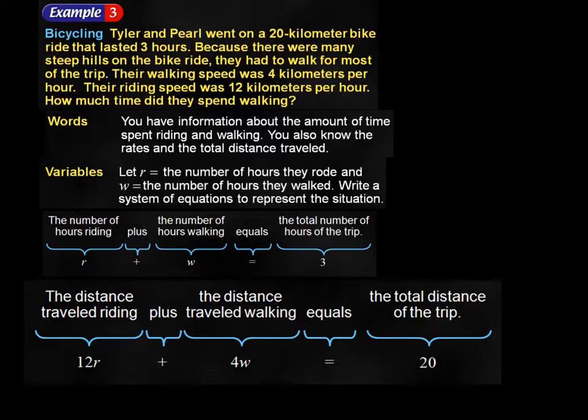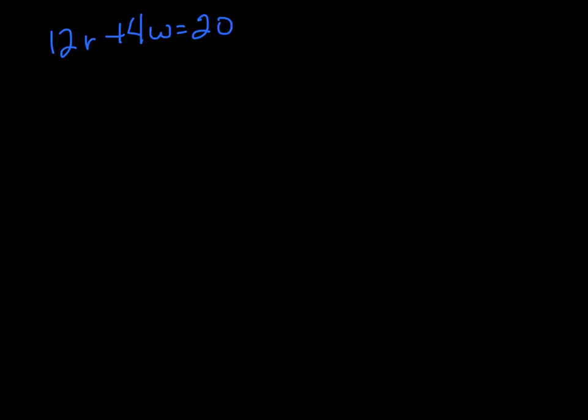And distance equals rate times time. So if they rode at 12 kilometers per hour, the distance riding would be 12r. And the distance walking would be 4w, because they could walk at 4 kilometers per hour. And that equals the total distance of the trip, which was 20 kilometers. You know, this feels a little bit awkward because you're used to x and y, but it still goes in alphabetical order. So my y is my w now.